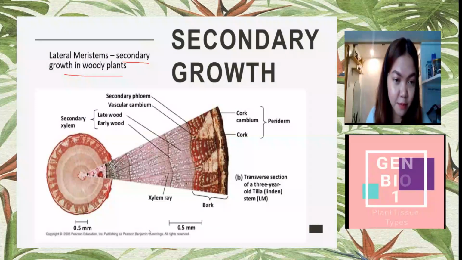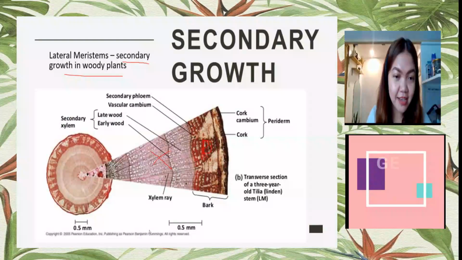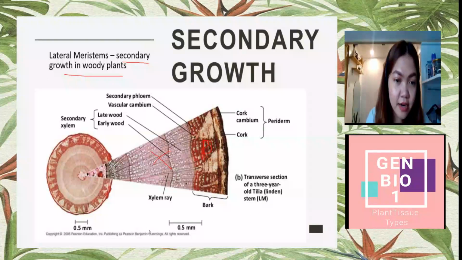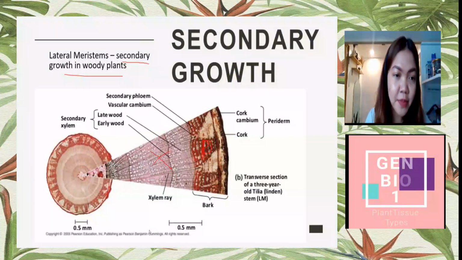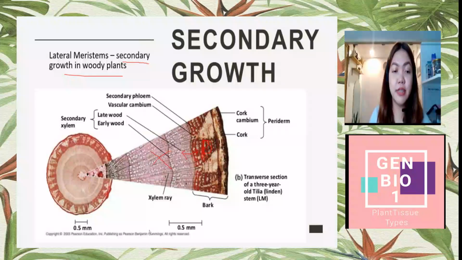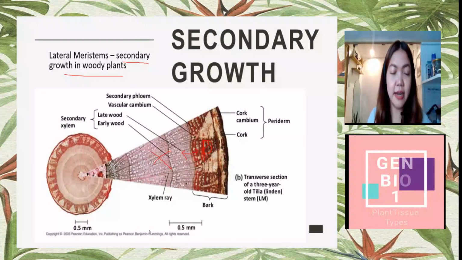So let's say for example, this part is your xylem and then this part is your phloem. Okay, so your xylem is water conducting and your phloem is for sugar. So here, as you can see, itong part na to, that is your vascular cambium. So your vascular cambium is this type of a lateral meristem. So what it does is it produces your xylem and your phloem. Okay, so it produces your xylem towards this and then phloem naman towards that direction.